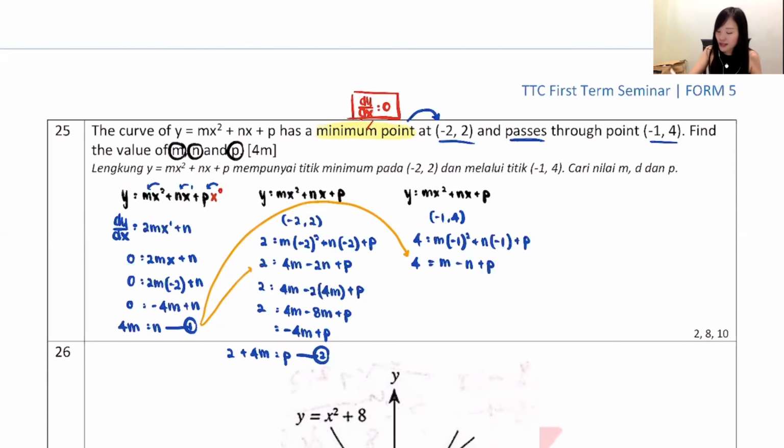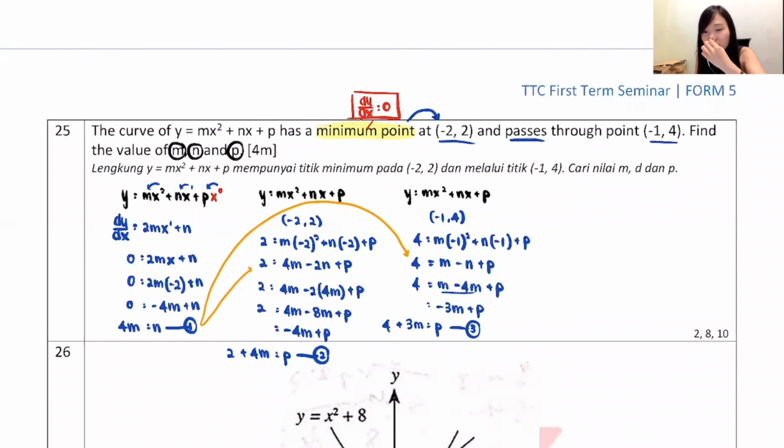Another one also I sub. 4 equals m minus, the n is 4m, plus p. So m minus 4m is negative 3m plus p. So p equals 4 plus 3m, equation 3. I think that's all okay, right? I'm still using substitution. It's just that there are a lot of unknowns. You need to reduce the unknowns one by one.